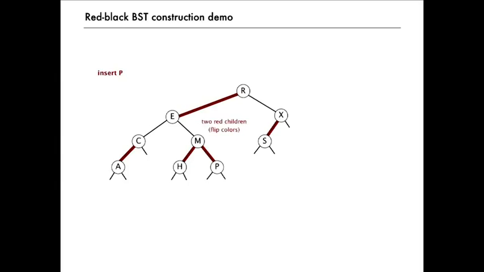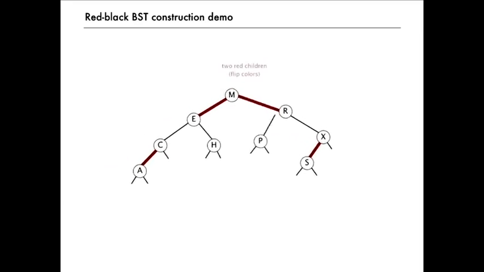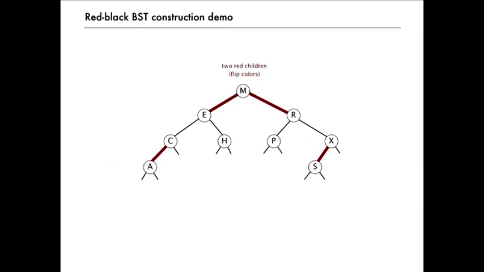Insert P, that goes to the right of M, that makes M a temporary 4-node that happens to be balanced, so flip the colors. Flip the colors, now we have a temporary 4-node that's out of balance, so we need a double rotation. First rotate E to make that link lean to the left, then rotate R to bring the temporary 4-node into balance, and then flip the colors. And that's a legal red-black BST.